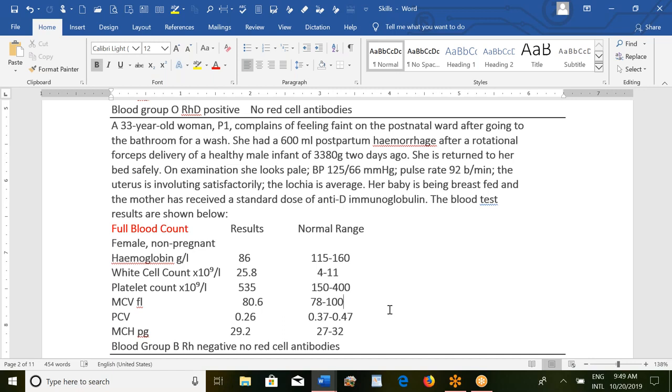Infection, dehydration, because they are telling you 100 ml postpartum hemorrhage, and she had a rotational forceps delivery. Rotational forceps deliveries are sometimes associated with significant trauma, and her uterus is involuting. They told you there is no hematoma, nothing. But this shows some infection and maybe hemoconcentration, because the platelet count is very high. So we need to hydrate the patient and start antibiotics, and she should be reviewed by the hematologist, because 545 is very high.